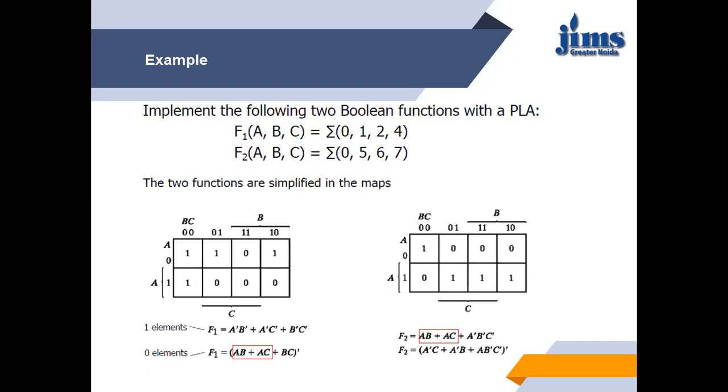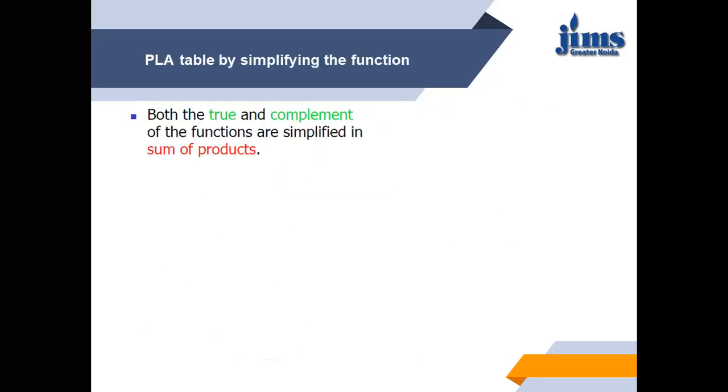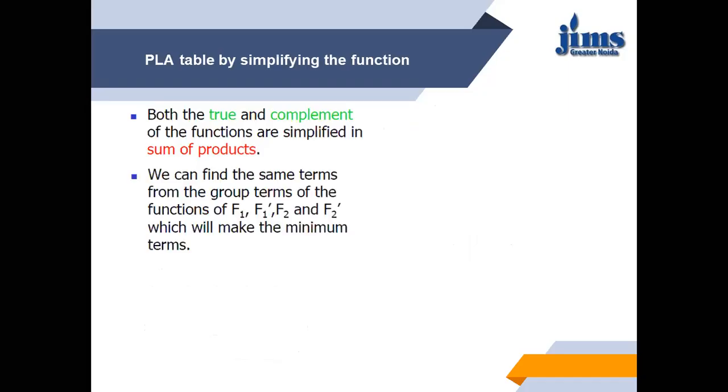Now we can see that if we take F1 in complement value and F2 in true value, then two terms are common, AB and AC. In the last example I had written this directly, but when we solve F1 and F2, F1 will be in the complementary form and F2 will be in the true form. So both the true and complement of the functions are simplified in sum of products. We can find the same terms from the group terms of the functions F1, F1 bar, F2, F2 bar.